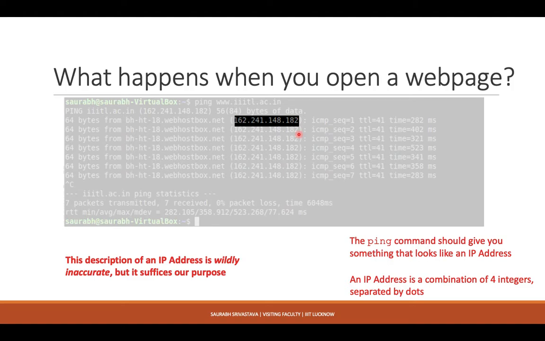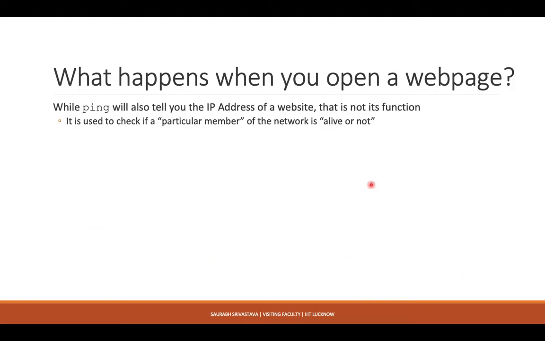An IP address, as you have probably already seen, is a combination of four integers separated by dots. There are certain restrictions on what integer could be where, and there are different types of IP addresses. But for our purpose, let us just assume that these are four small integers.